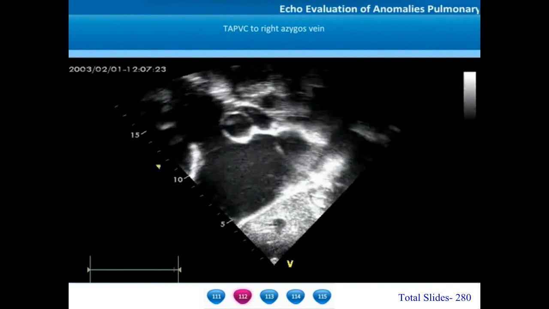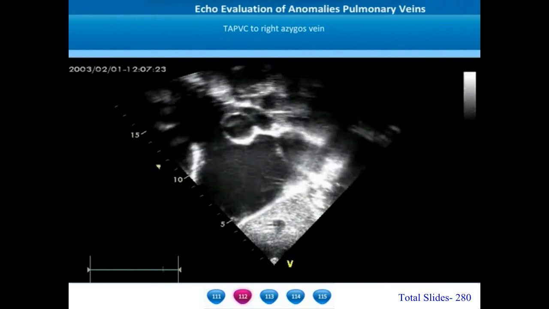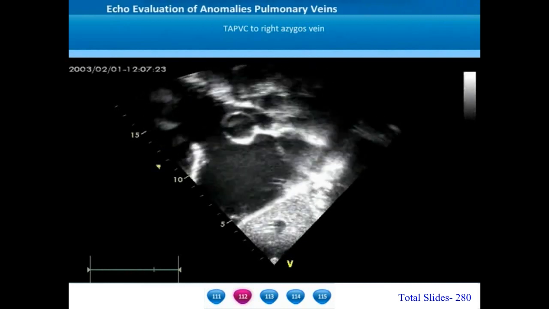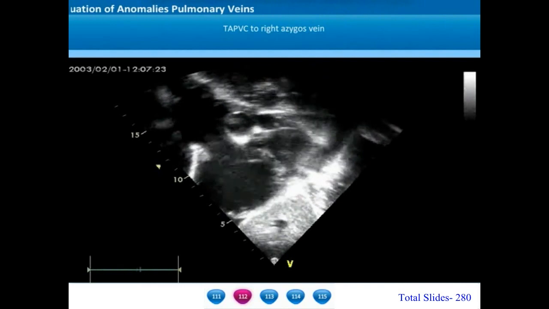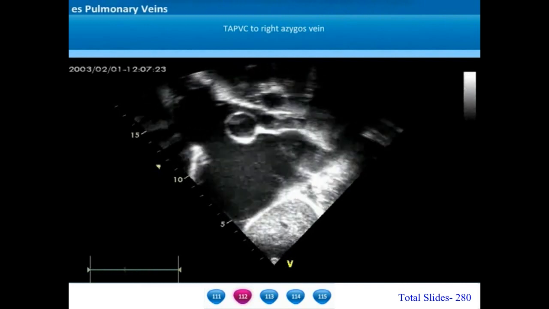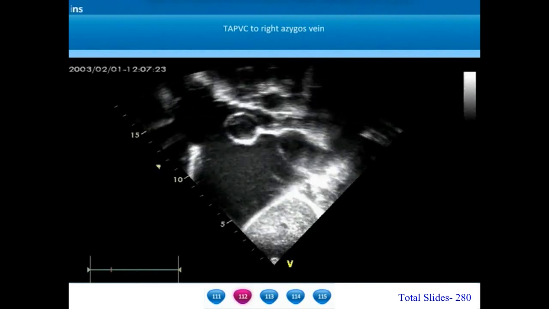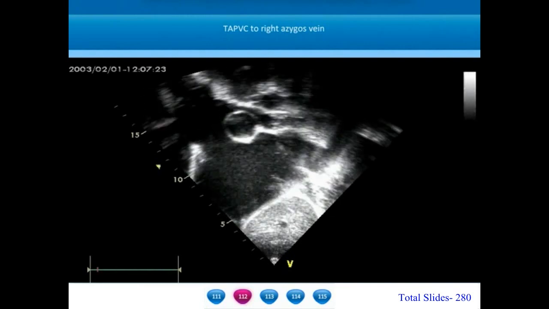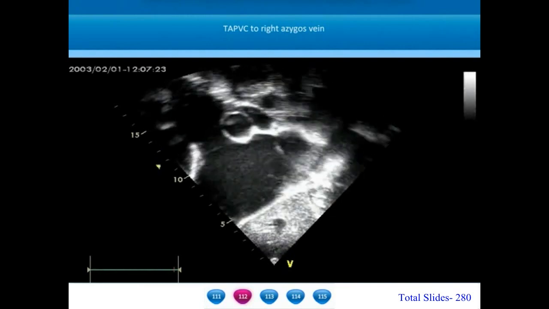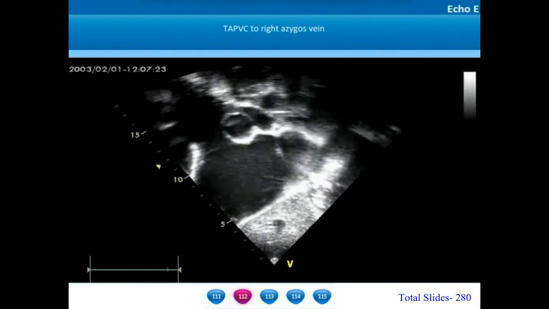Here the drainage is into the right azygos vein. On the subxiphoid short axis view that is shown in this picture, you can identify the azygos vein that is posterior to the right pulmonary artery, hooking all around the RPA and entering onto the posterior wall of the right superior vena cava.